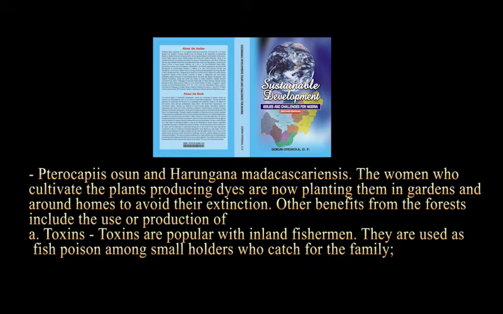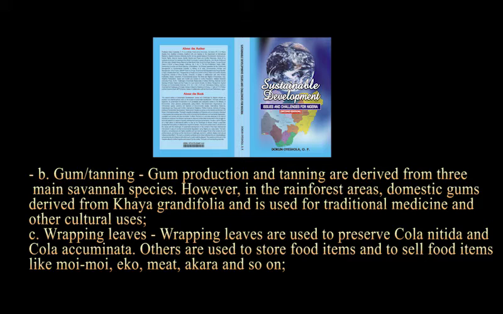The women who cultivate the plants producing dyes are now planting them in gardens and around homes to avoid their extinction. Other benefits from the forests include the use or production of A. Toxins. Toxins are popular with inland fishermen. They are used as fish poison among small holders who catch for the family. B. Gum tanning. Gum production and tanning are derived from three main savanna species. However, in the rainforest areas, domestic gum is derived from Chaya grandifolia and is used for traditional medicine and other cultural uses.